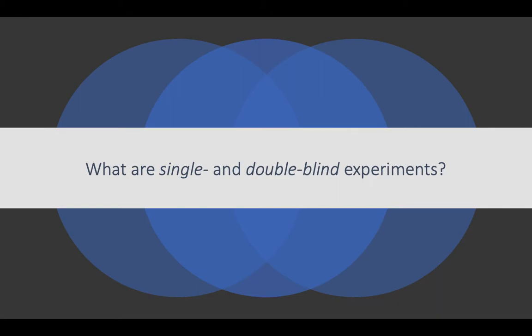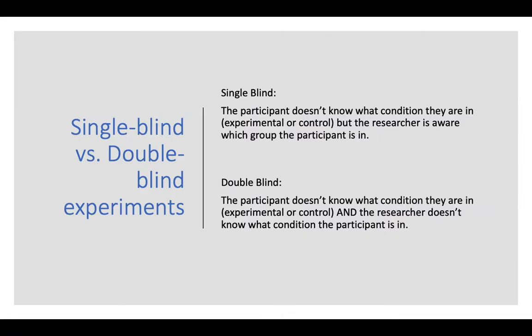So as a researcher, I may have a research assistant be the one actually interacting with my participants, and that research assistant may have no idea who is in which group. So again, a single blind study, the participant doesn't know what condition they are in, experimental or control, but the researcher is aware which group they're in. A double blind, the participant doesn't know what condition they are in, and the researcher doesn't know what condition the participant is in.